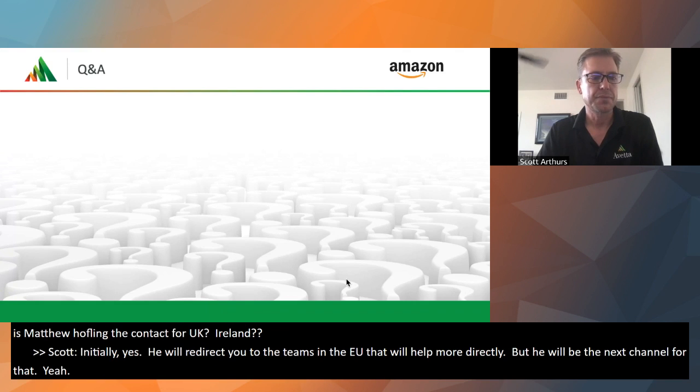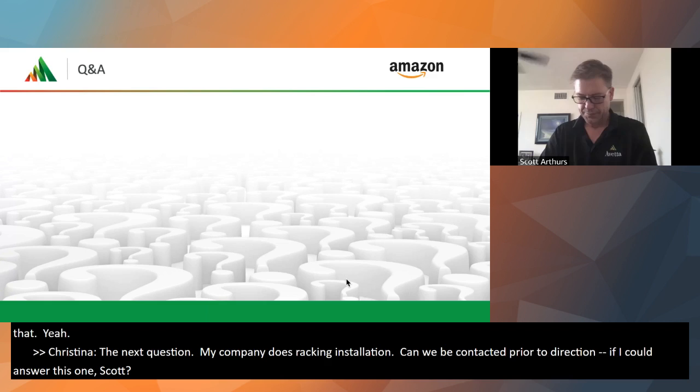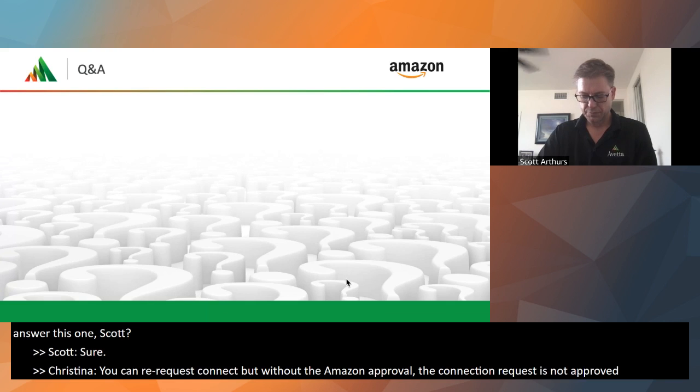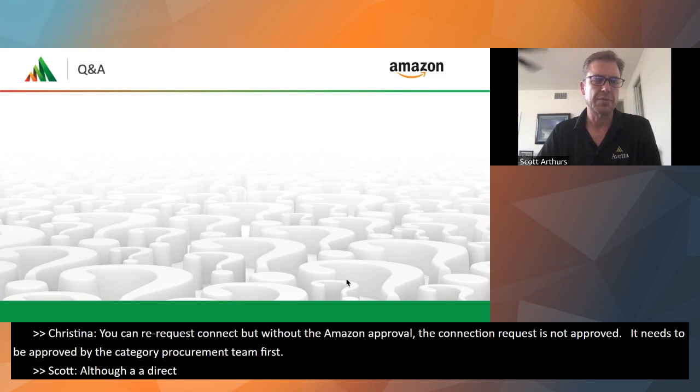All right, the next question is, my company does racking installation. Can we be registered prior to any Amazon procurement direction? If I could actually answer this one, Scott. Sure. So you can request to connect, but without an Amazon procurement approval, the connection request will not be approved. So it needs to be approved by the category procurement team first. Although as a direct connection, you would see all of the pre-qualification requirements, so you could start getting in there and completing the documentation. You just wouldn't be an approved supplier.